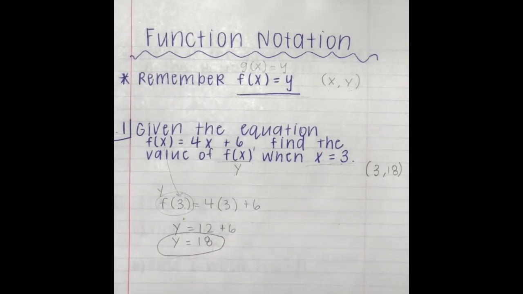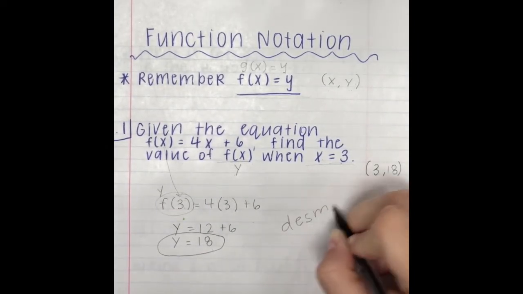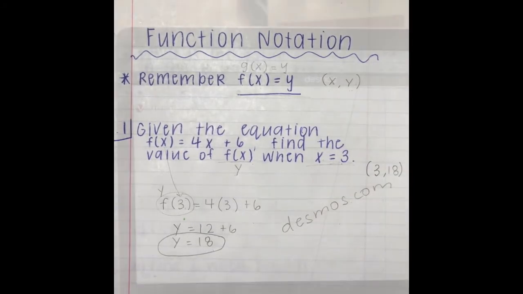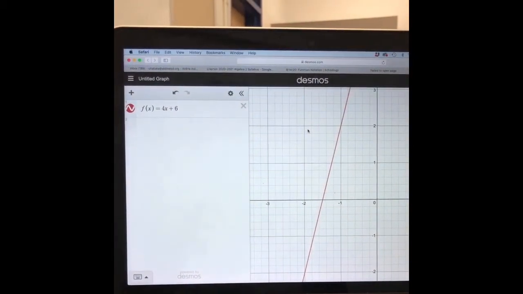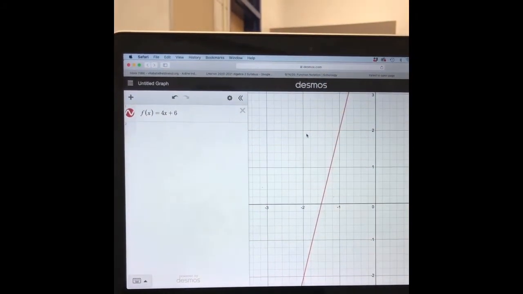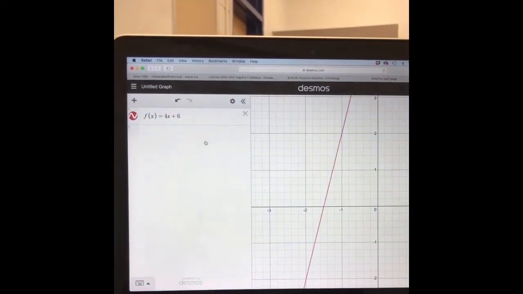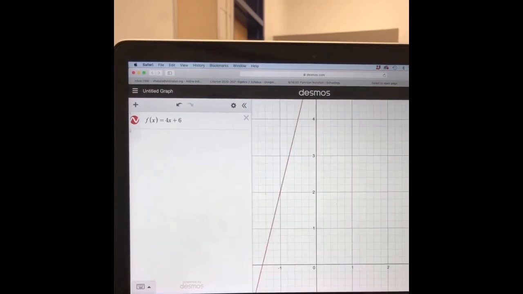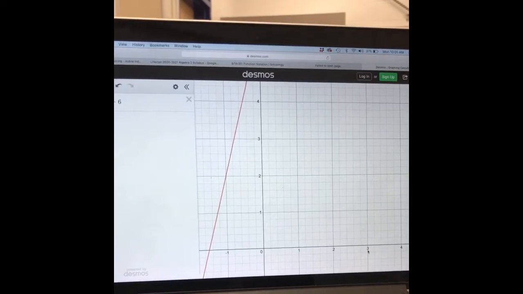And I'll show you another way you can do it if you were to use desmos.com. Remember that's desmos.com, and you can use the graphing calculator. Okay, you can see that I've already graphed the function f of x equals 4x plus 6. Here's our line for it. What it means when x equals 3 and we want to find the y value, you look at your x-axis and see where x is 3.